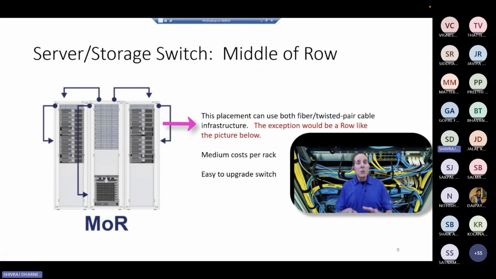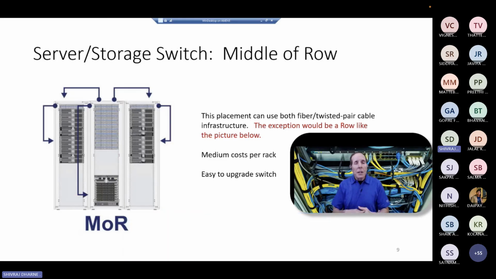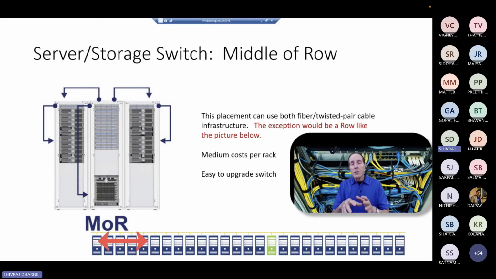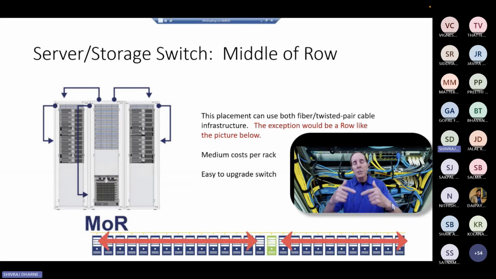You can also do middle of row. You put all your switches in a rack, put it in the middle of the rows of servers and storage units, and then bring your cabling to the center or the middle of the row where you connect all that to your switches. This is about medium cost per rack. It's easy to upgrade the switches. Now, if you're trying to use copper cabling in your middle of row structure, sometimes there are exceptions when the row is simply too long and you get back to the long distance that the cable has to run. That's where copper cabling begins to have a problem.